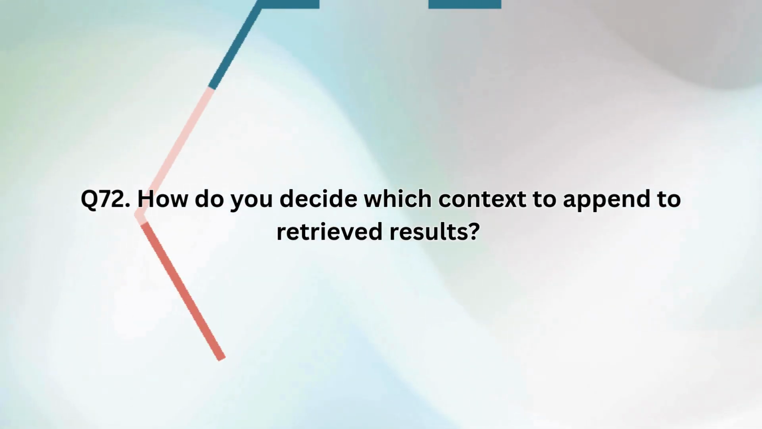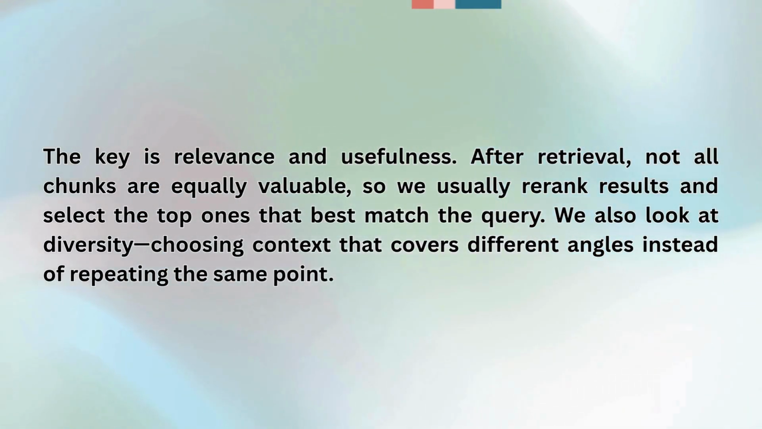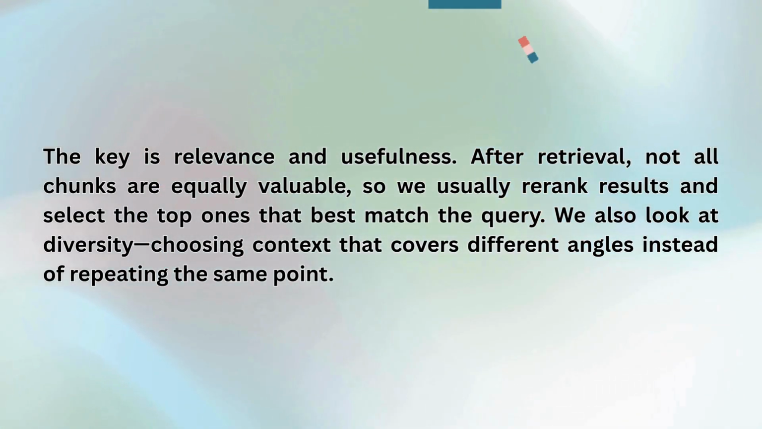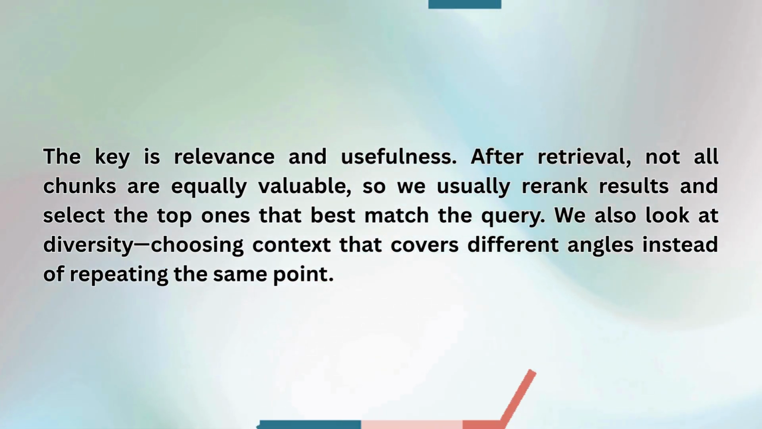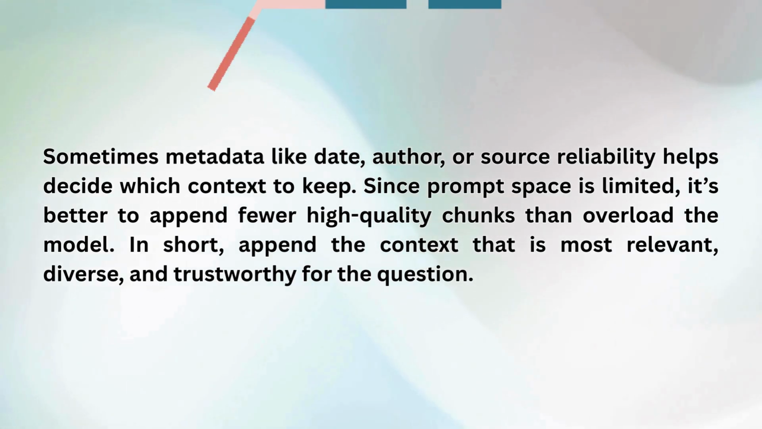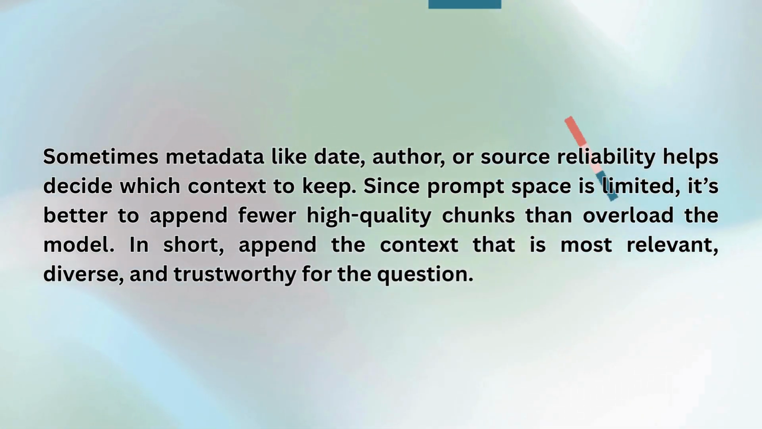How do you decide which context to append to retrieved results? The key is relevance and usefulness. After retrieval, not all chunks are equally valuable, so we usually re-rank results and select the top ones that best match the query. We also look at diversity, choosing context that covers different angles instead of repeating the same point. Sometimes metadata like date, author, or source reliability helps decide which context to keep. Since prompt space is limited, it's better to append fewer high-quality chunks than overload the model. In short, append the context that is most relevant, diverse, and trustworthy for the question.